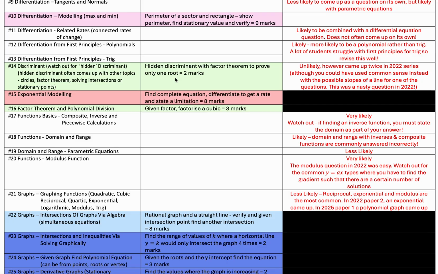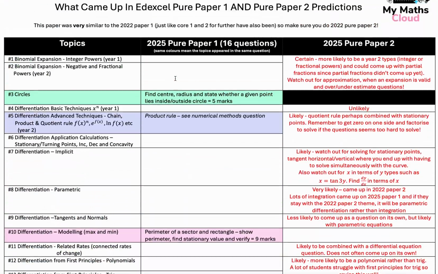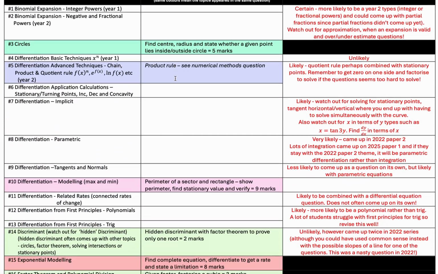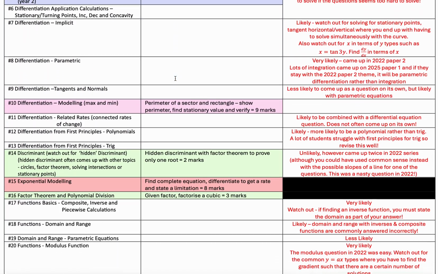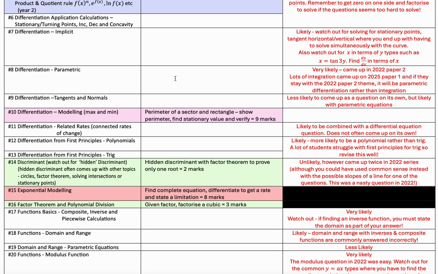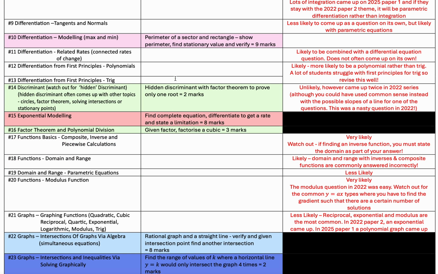Given a root, you need to factorize the cubic, and then part B was what I call a hidden discriminant question. The ones where it's a certain number of solutions or touches a certain number of times, and this one was pretty obvious. It just said prove that something was the only root, so you prove that the quadratic's discriminant is less than 0, hence no solution. So nothing too difficult there.